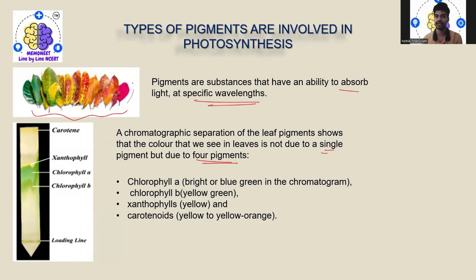That means whatever color we are seeing in the leaf is not because of one single pigment, but because of four different pigments. One is chlorophyll A, which is bright or blue green in the chromatography, as you can see. Then we have chlorophyll B, which is a yellow green color. Then xanthophyll, which is a yellow color. Then carotenoids, which are yellow or yellow orange. Together, these are the four pigments responsible for the coloration of the leaf.